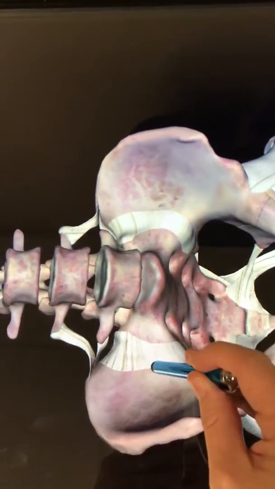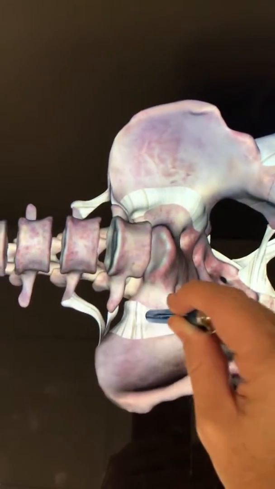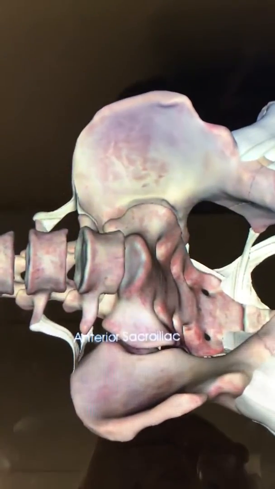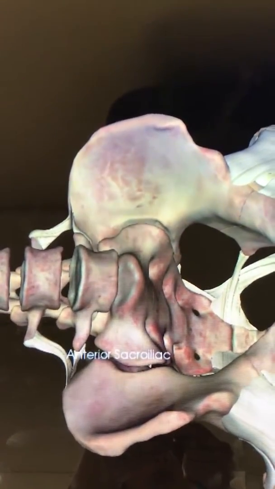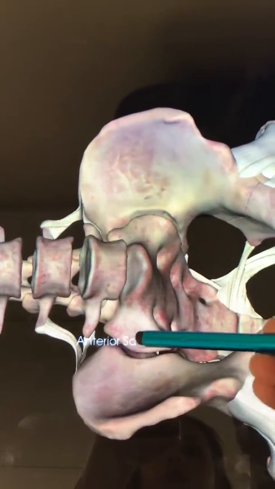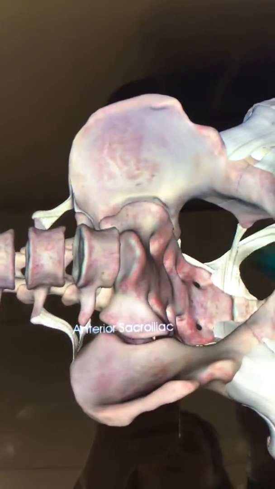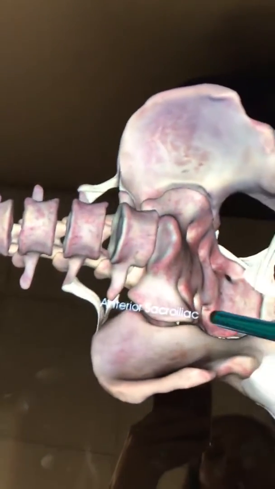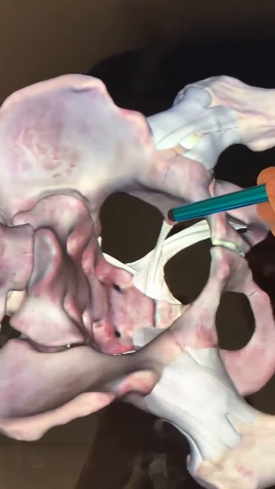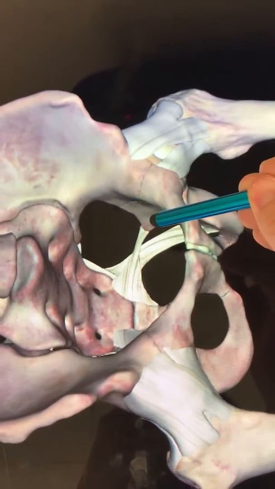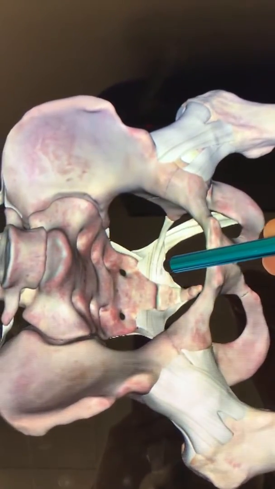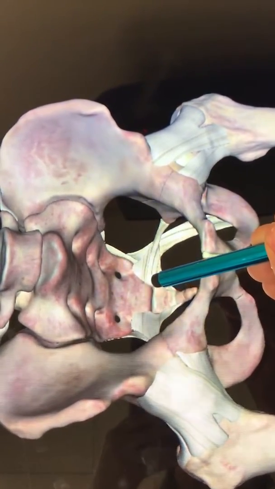If you remove those ligaments, there we go, you can see the actual joints themselves. So those would be your sacroiliac or SI joints, where the sacrum meets the ilium. If you continue on down, there's a couple of more ligaments that you can see. Over here on this side, you can see the ischial spine. You can see this ligament that courses from the ischial spine over to the sacrum. So that would be the sacrospinous ligament.